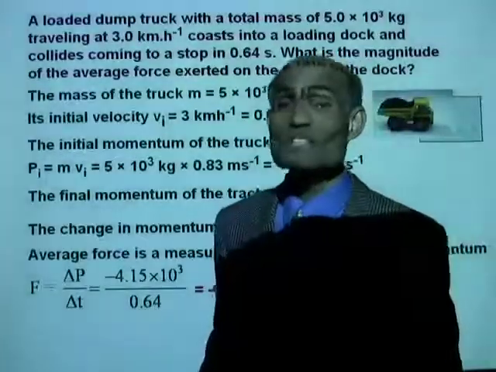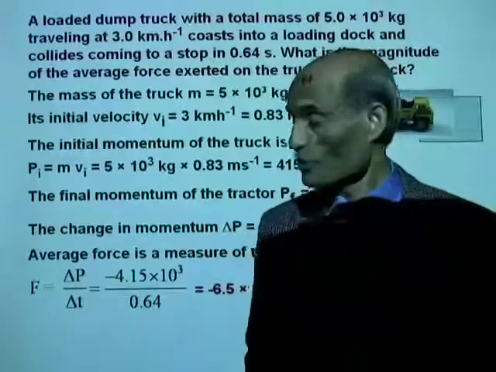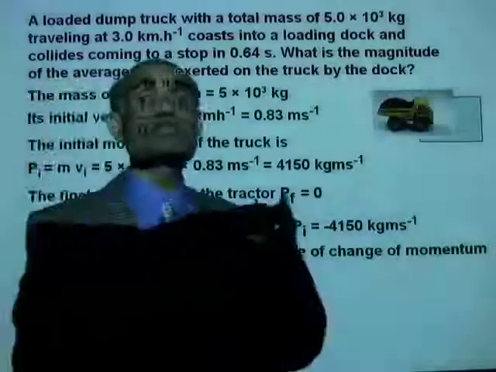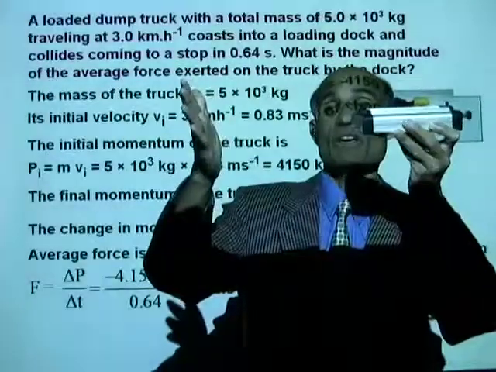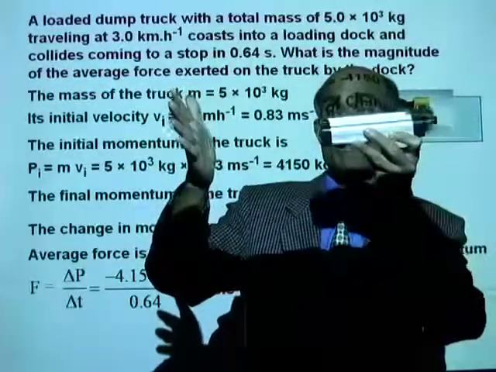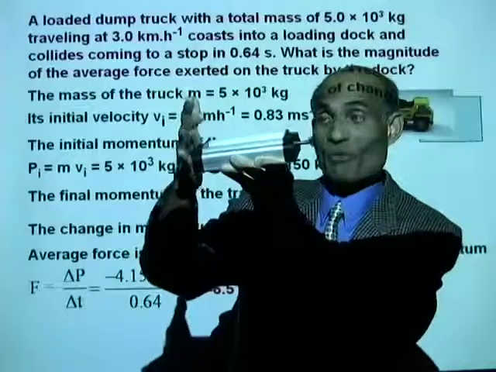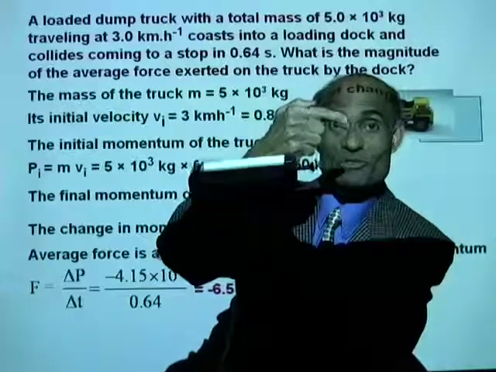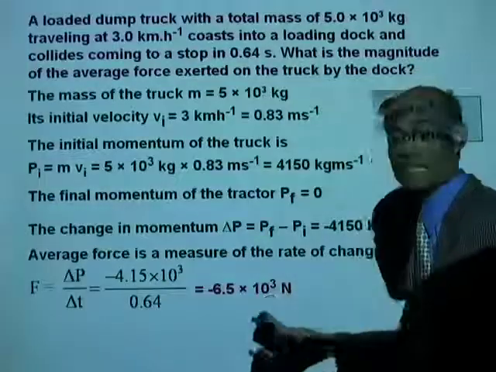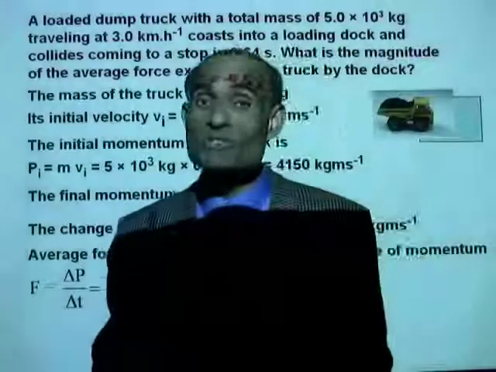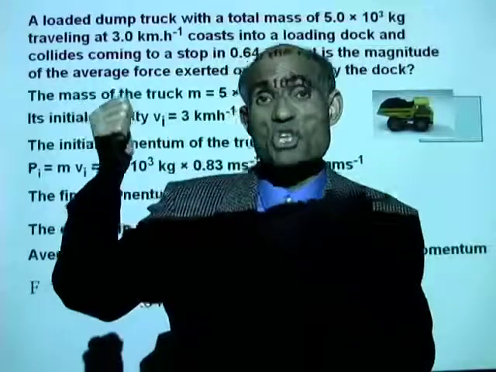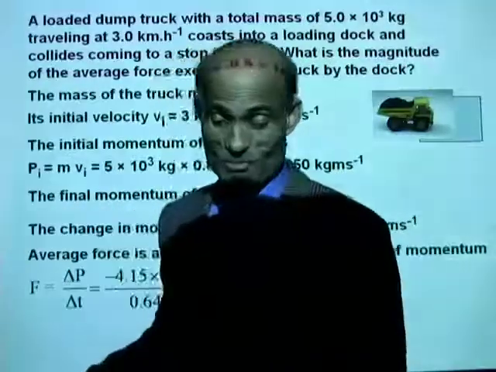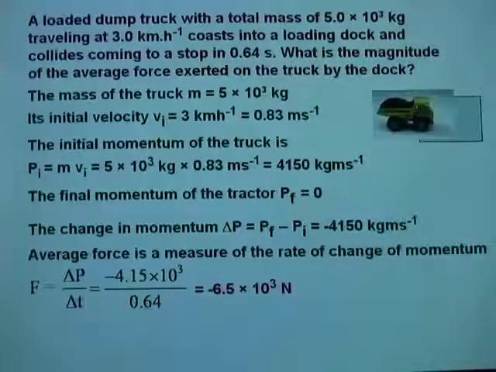Why is it negative? Because we considered the motion of the truck to be positive. If the initial velocity of the truck is positive, therefore the force applied by the dock on the truck is opposite to that, which therefore is negative. So the negative sign simply indicates that the change in momentum is opposite to the initial momentum. Okay.